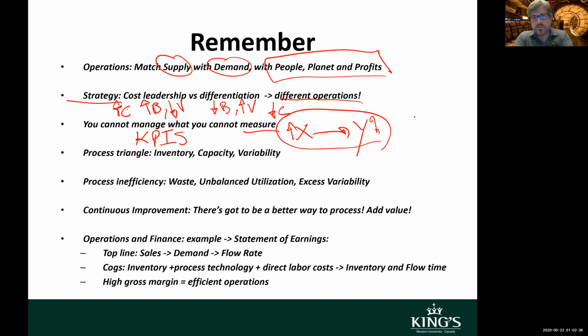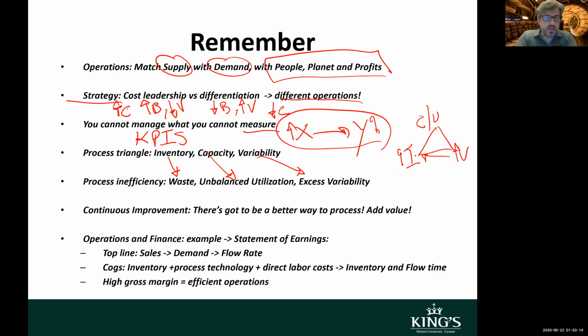Process triangle as usual. I have capacity utilization, I have variability and inventory, and those things are linked inevitably. And if there is some kind of mismatch, inventory becomes waste, capacity becomes unbalanced, utilization and variability lead to excess variability. I would like to point out that excess variability leads to high inventory and waste, and we want to avoid that as much as we can.